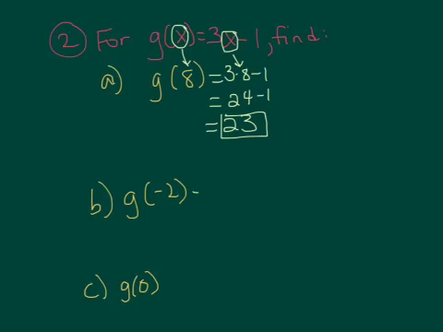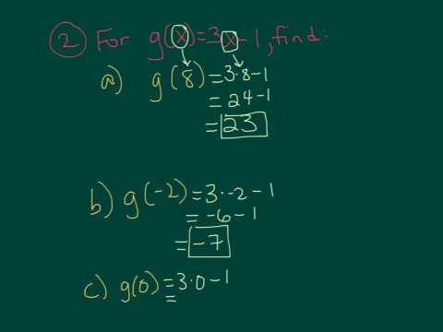Okay, so for B, you should have gotten that g of negative 2 gives you 3 times negative 2 minus 1. Negative 6 minus 1 is negative 7. G of 0 gives you 3 times 0 minus 1, and your answer is just going to be 0 minus 1, which gives you negative 1. So 1 and 2 are the same type. 3 is going to be kind of the opposite idea.